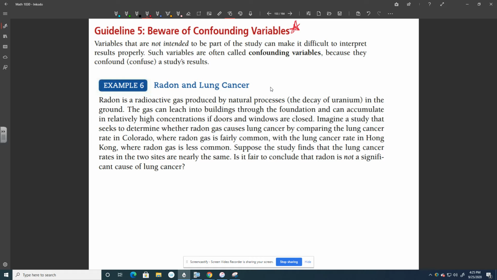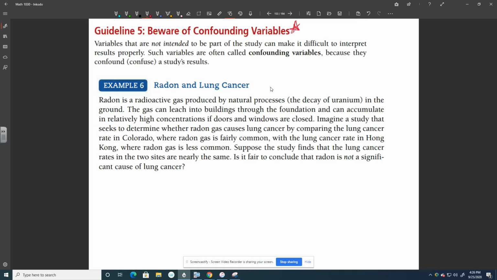Sometimes you don't even know it's happening and it's having an effect. So this example number 6, I think, does a pretty good job giving you an idea what we're looking at. Radon is a radioactive gas. It comes out of the ground. It leaches into buildings, and it can be toxic if it builds up in concentration, if there's not a good air system or airflow that's spreading it out and eliminating it.